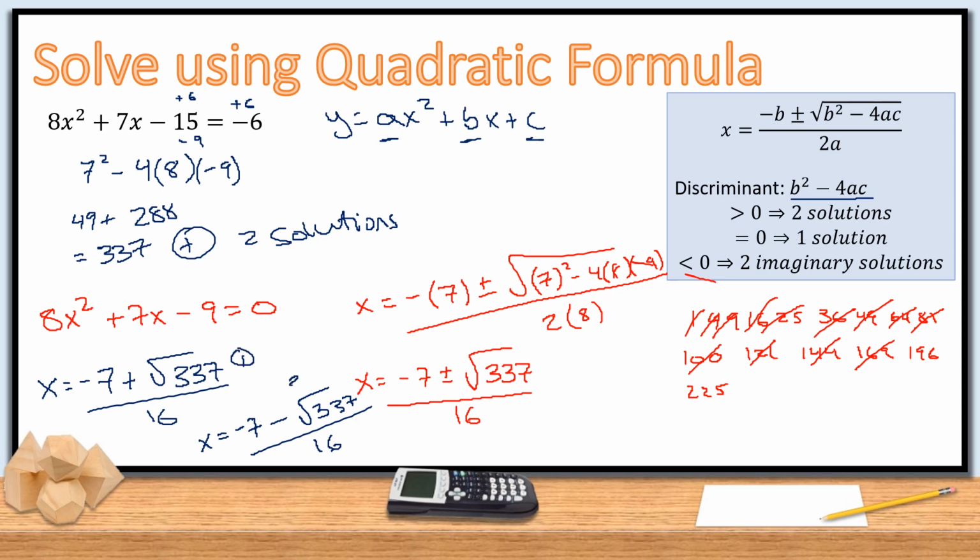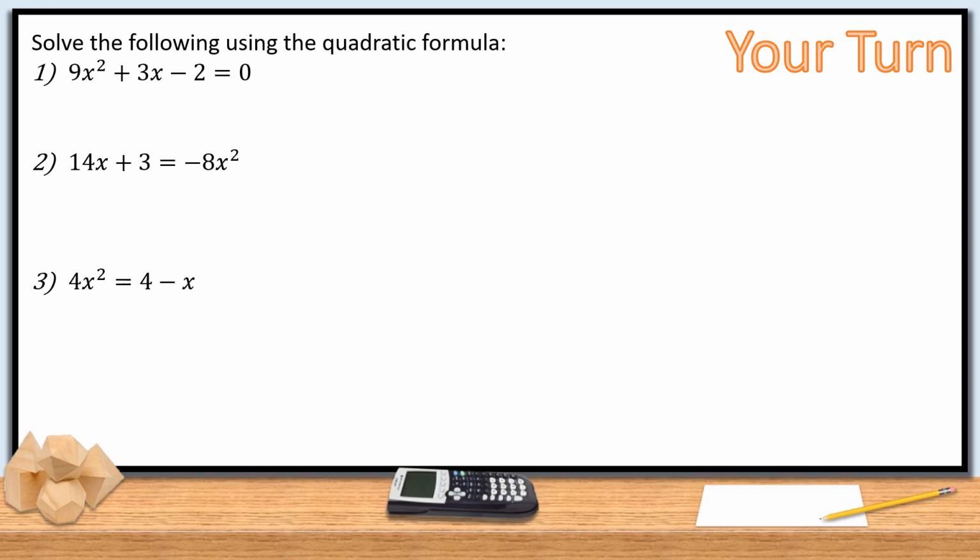So we get one solution, two solutions. If you check that using a graphing calculator or something like that, you will get the actual numerical value for what is minus 7 plus square root of 337 divided by 16, and vice versa with the other way. All right, your turn. Solve using the quadratic formula. Pause the video, come back, let's see how you did.